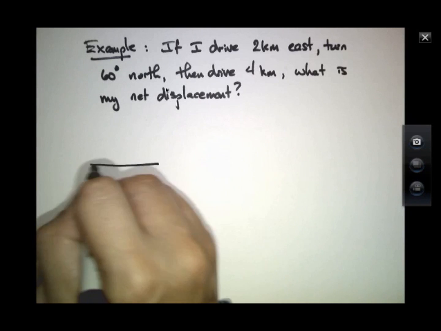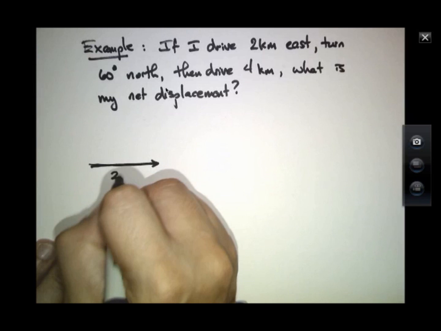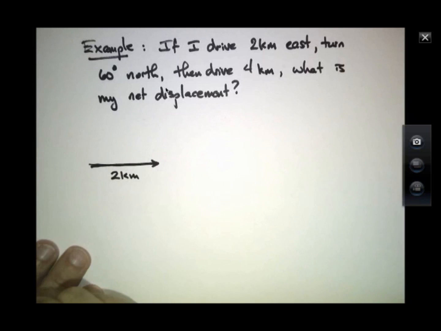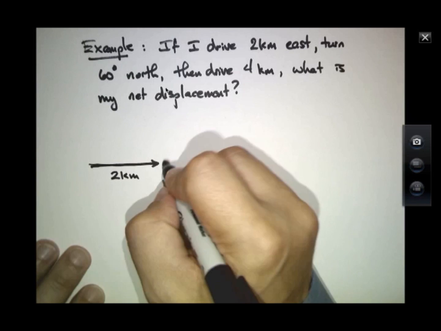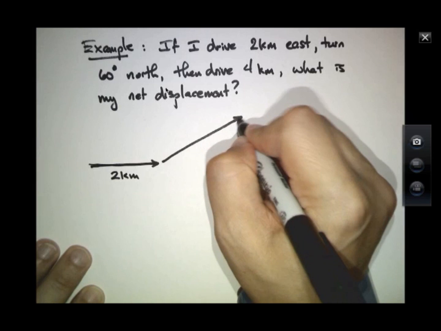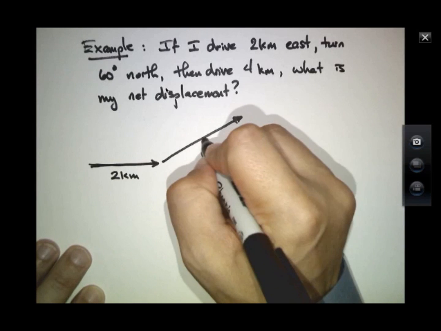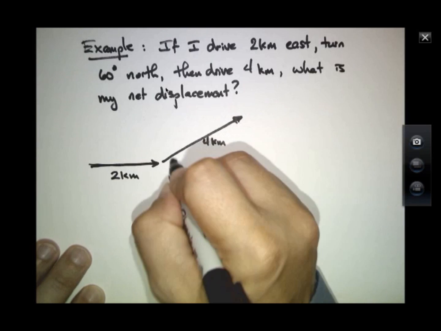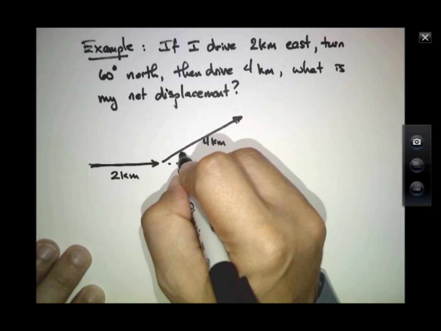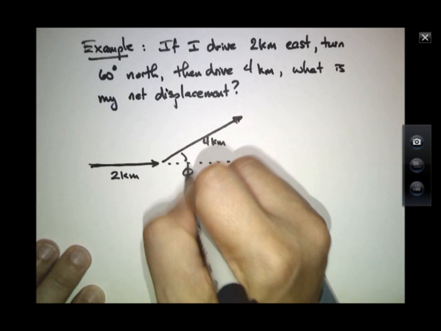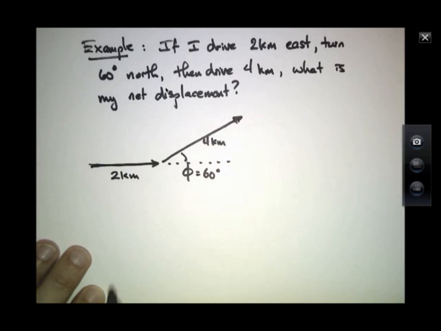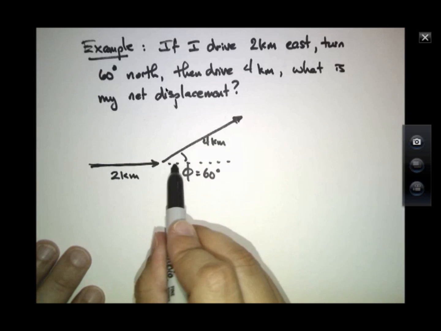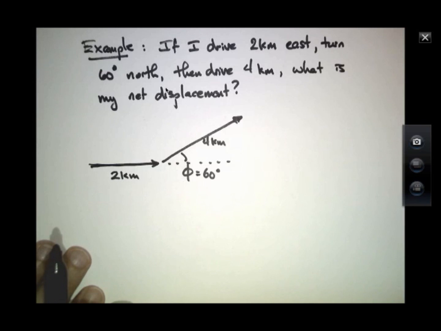I'll draw a 2 kilometer vector that would look like so, and then a 4 kilometer vector, so something twice as long. And since we had to turn directions, there has to be an angle between the old vector and the new one of 60 degrees. And we're asking what's our net displacement.